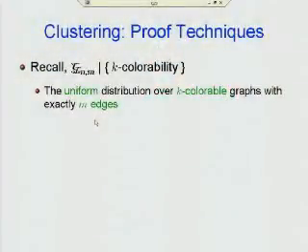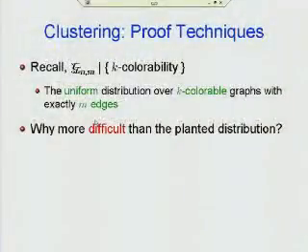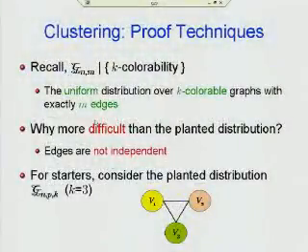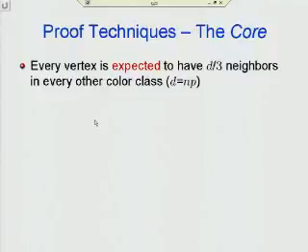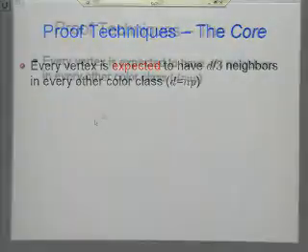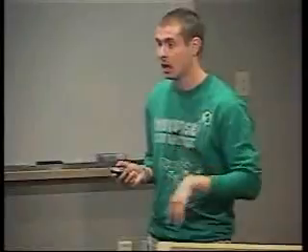Okay, so we have the uniform distribution, and the difficulty is the dependency. So for starters, let's consider the planted distribution and see how we can work from there. The basic notion in the analysis is a notion of a core. So we are now in the planted setting.